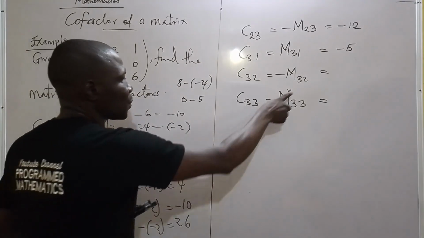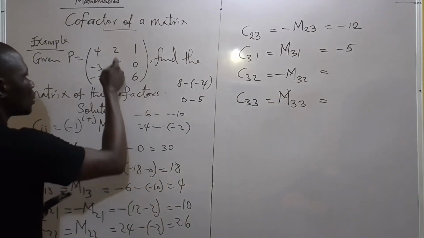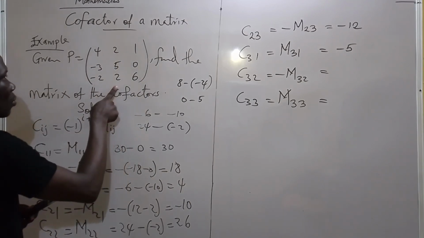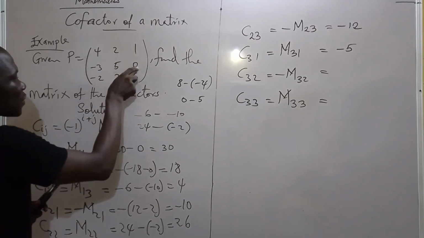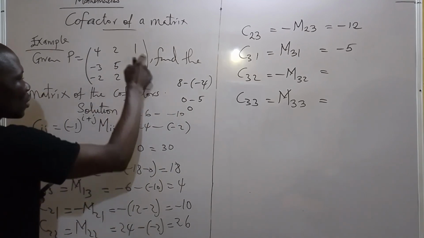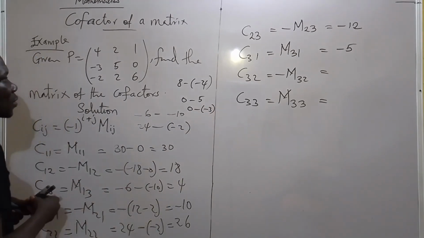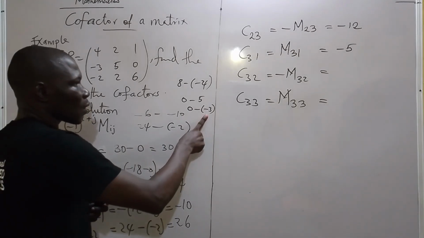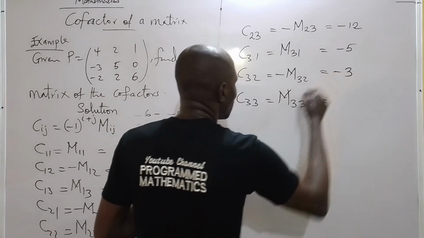Then for M32, third row, second column. Third row, second column. Delete third row, delete second column. We have 4, 1, minus 3, 0 left. So 4 times 0 is 0. Minus 3 times 1 is minus 3 here. So in this case here, we have 0 minus, that's plus 3. But there is a minus here. So this is minus 3 in the end.